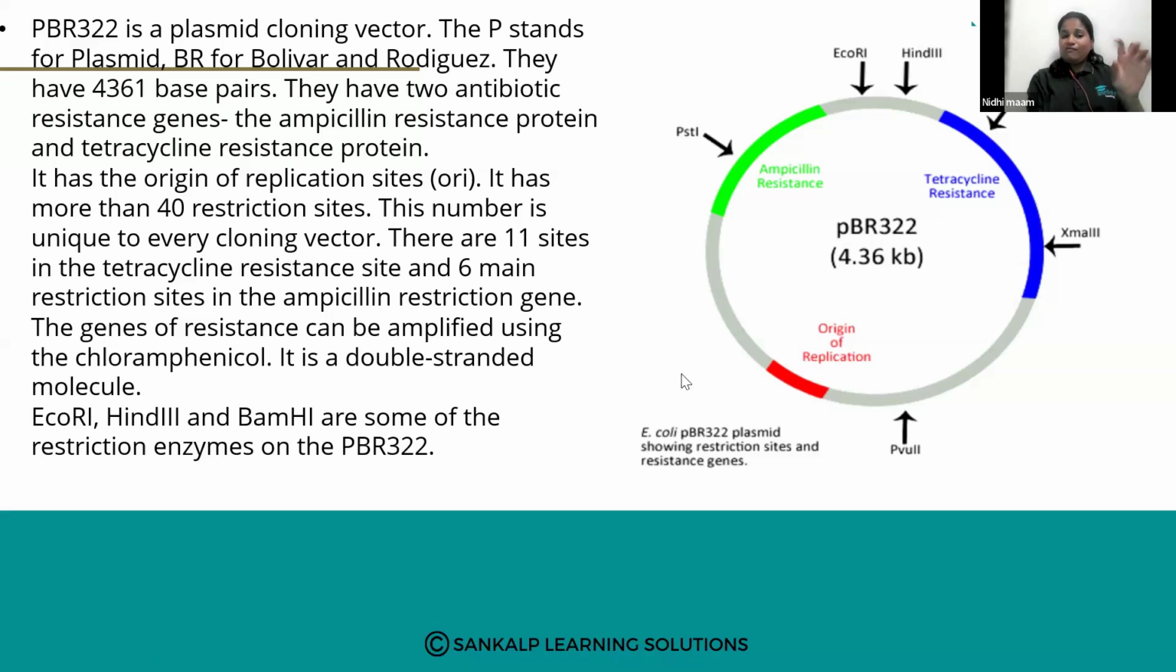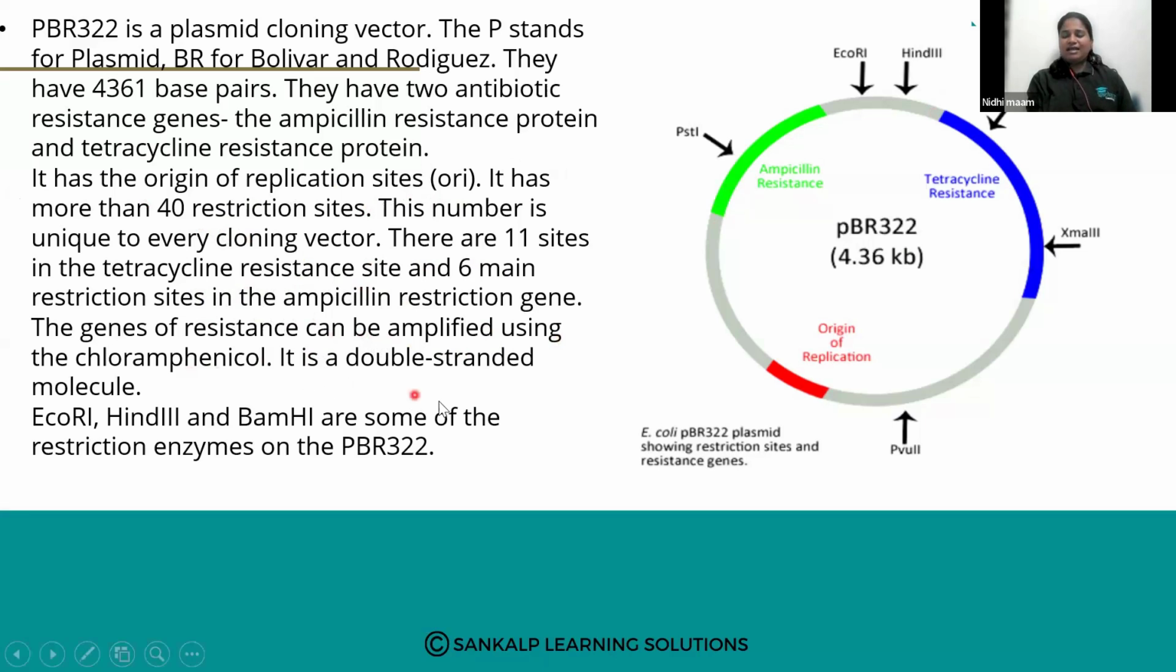So remember, whatever you explain in the explanation, it has to reflect through your diagram. See, the ampicillin resistance gene is seen here, and the tetracycline resistance gene is seen here. It has the origin of replication site, ori. It has more than 40 restriction sites. There are 11 sites in the tetracycline, and 6 main restriction sites in ampicillin. The gene of resistance can be amplified using chloramphenicol.